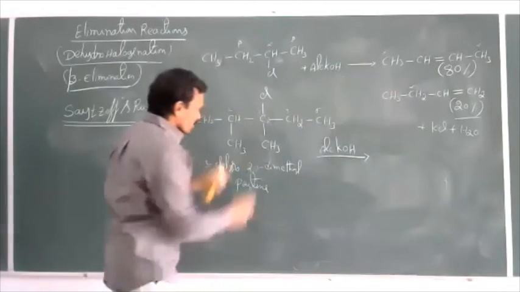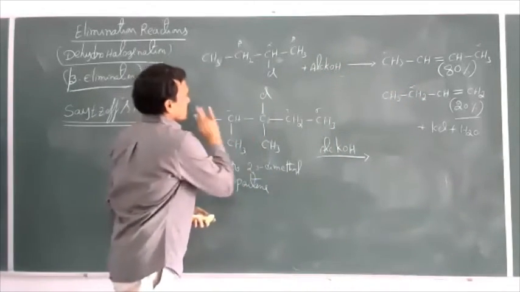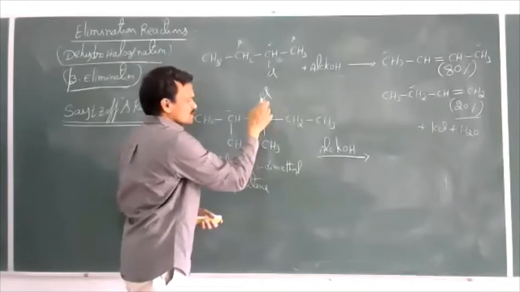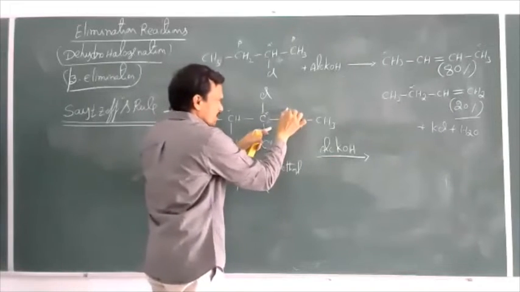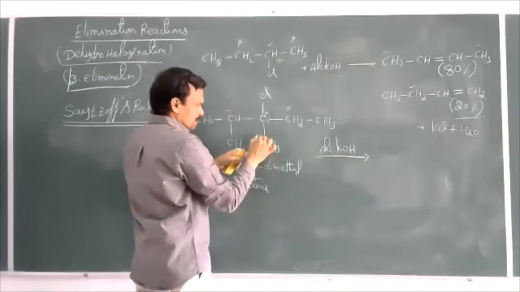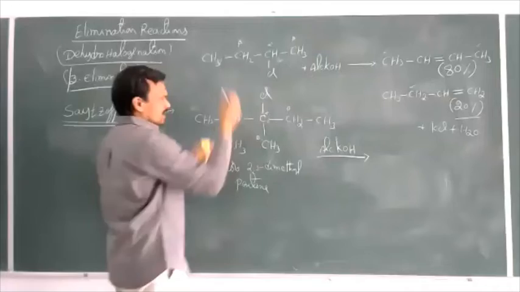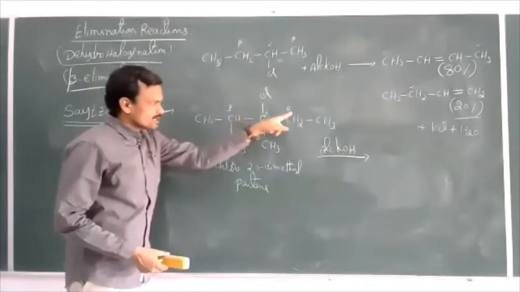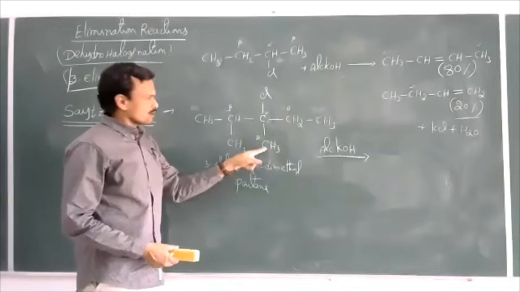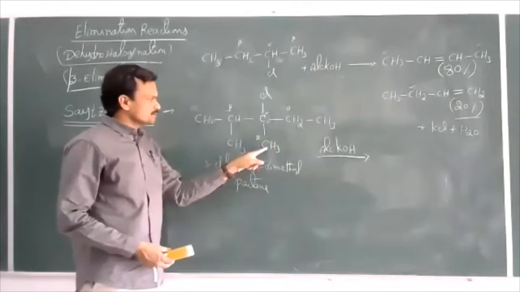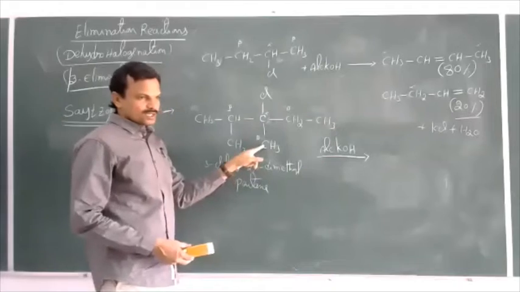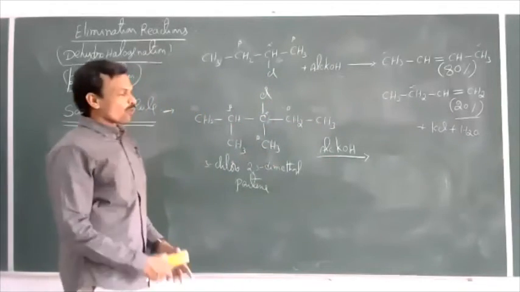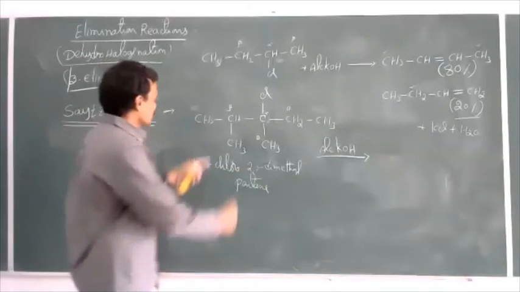Now take this compound. This is the alpha carbon, the halogen attached carbon. This is a beta carbon, this is a beta carbon, and this is a beta carbon. Now this is CH, CH2, CH3. How many types of beta carbons are there? 3 different types of beta carbons are there. As a result, here 3 products are possible. What are those 3 possible products?